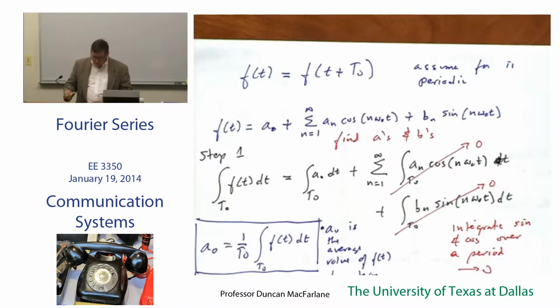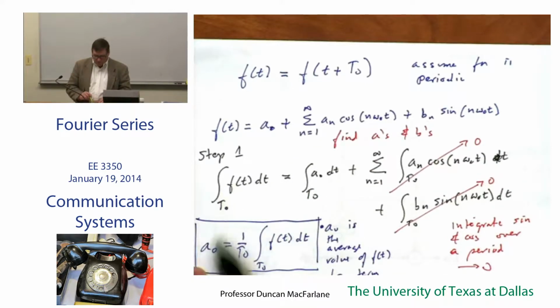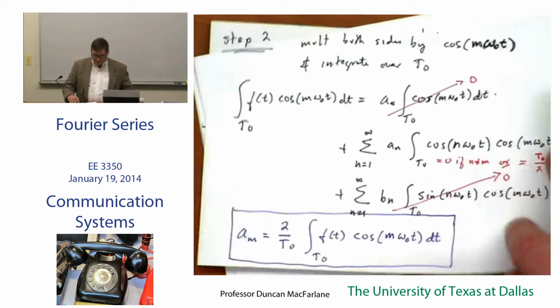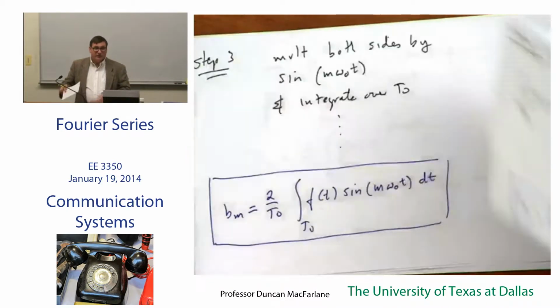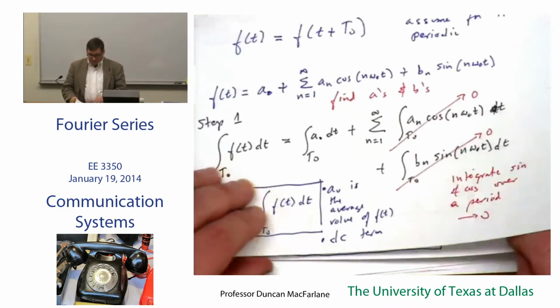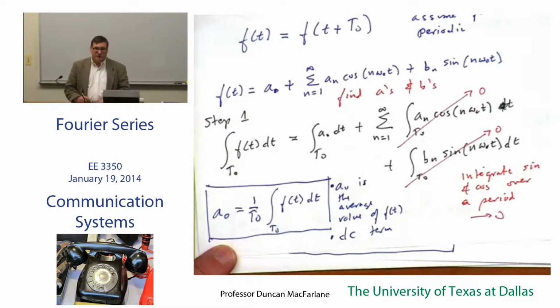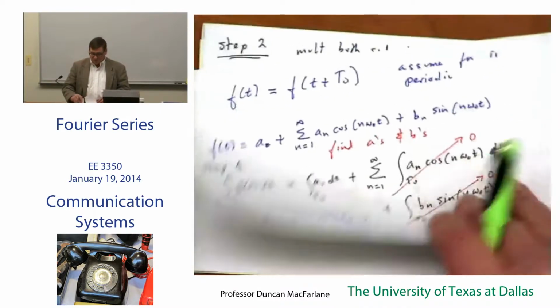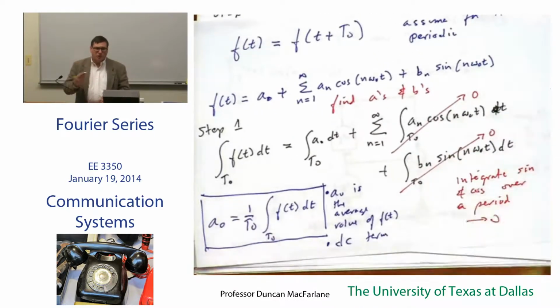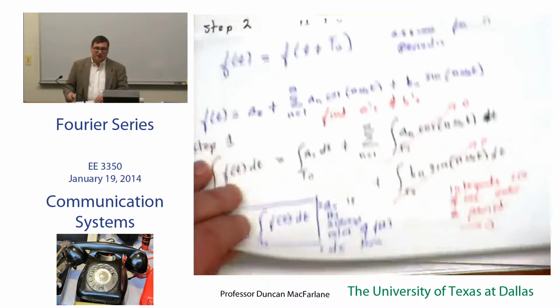And then we used orthogonality to find out what A naught is, and all the A's, and all the B's. And there are some nice physical interpretations. For example, A naught is the average value of the function. If you take our square pulse, our rectangular pulse, the average value of that is the DC level of it.